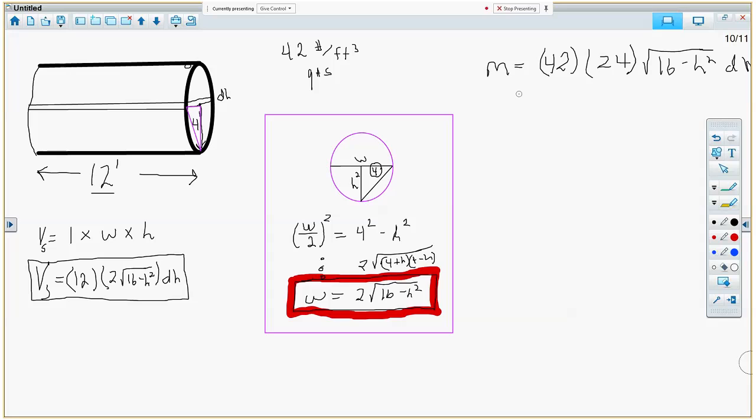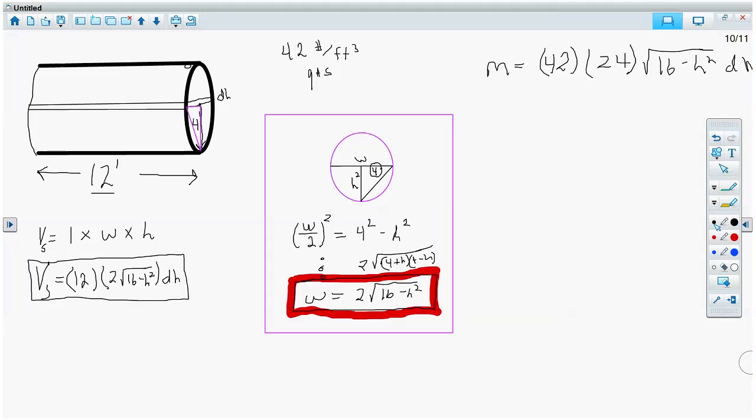Now what? No, you've got to do 8 minus h. What is 8 minus h? The height. All right, so do that. 8 minus h. That's going to be mass times your distance, which is force.